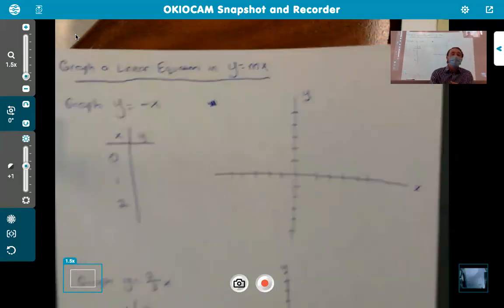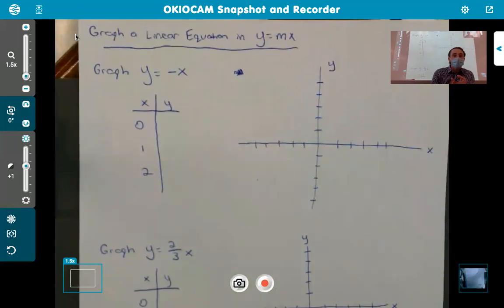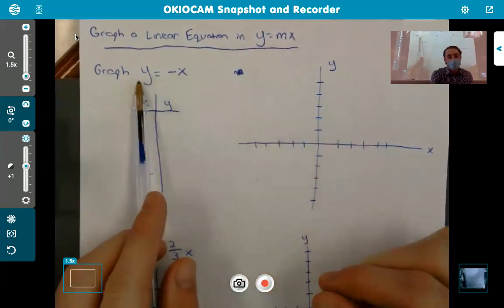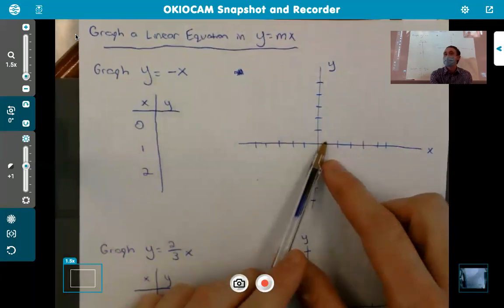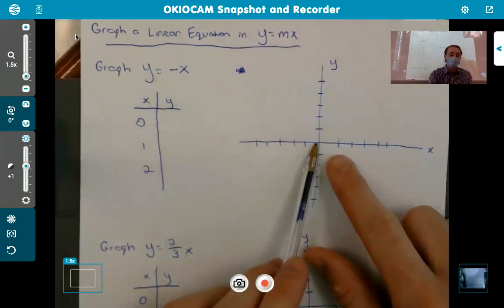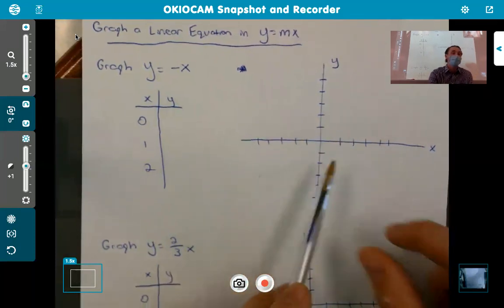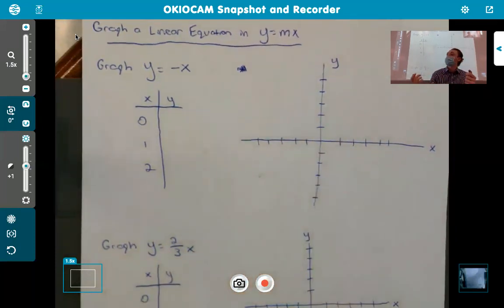All right. So the first equation we're going to graph is y equals negative x. Remember our process from yesterday. We take x values, we plug them in, we see what it gives us as a y value, and then we plot that point, right? The way that we plot our points, we go to the right or to the left first, and then up or down. Is everybody familiar with that idea? Everything that we discussed yesterday.